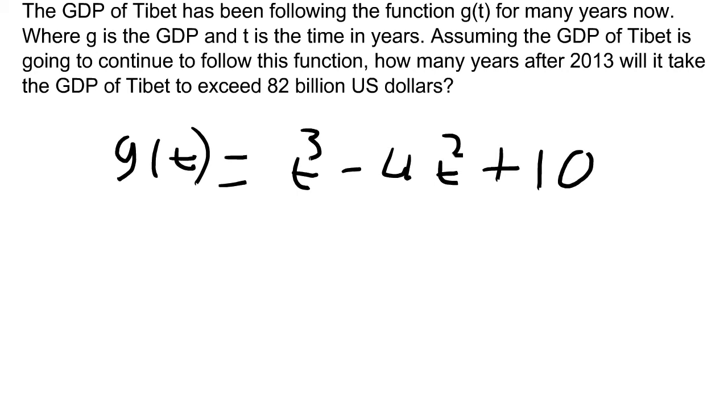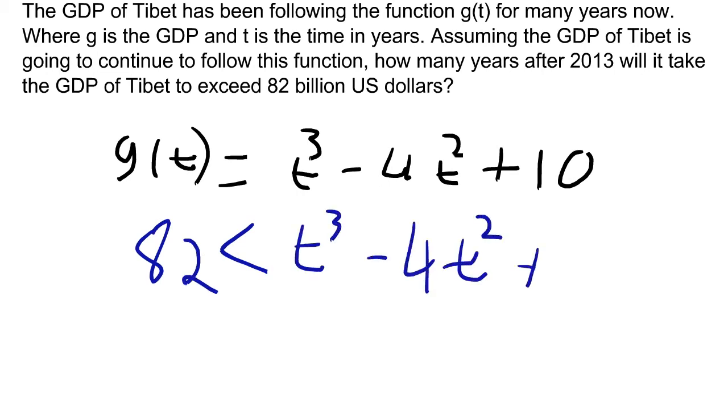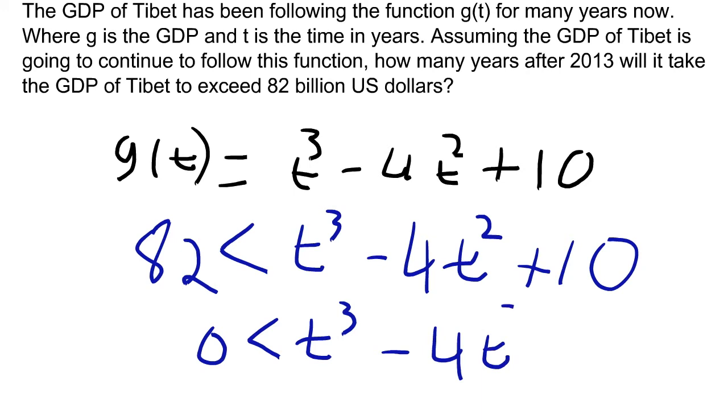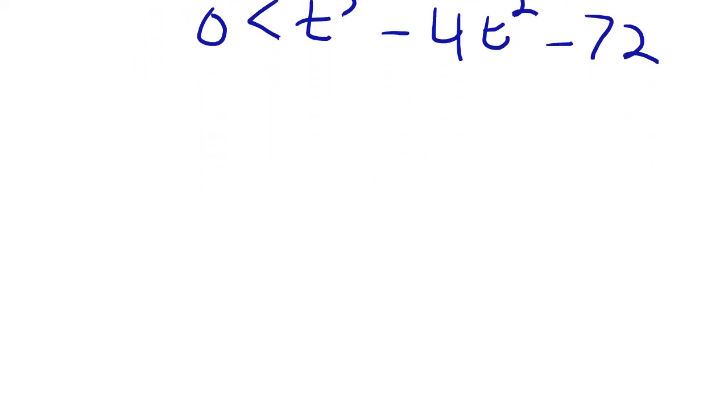4t squared plus 10. To solve this question, you need to make this into an inequality, so this function has to be greater than $82 billion US. So it's going to look like this. Then we're going to rearrange and then factor. So after rearranging, I get t cubed minus 4t squared minus 72.